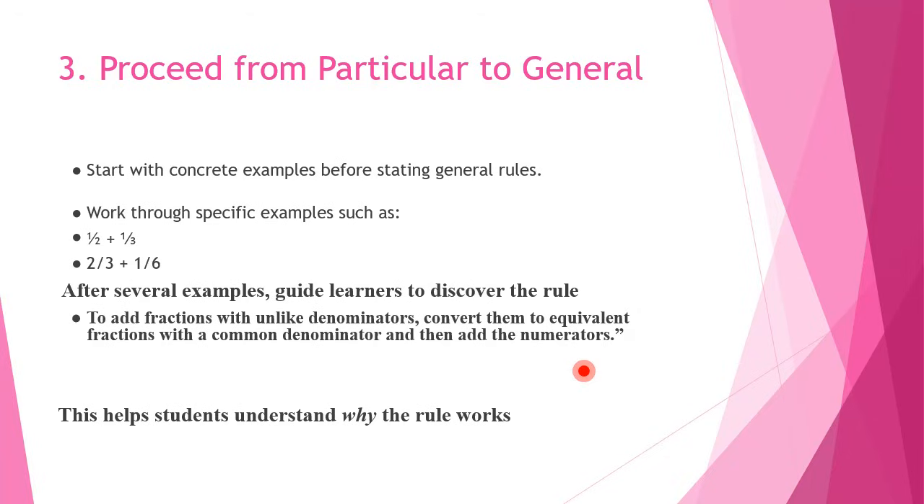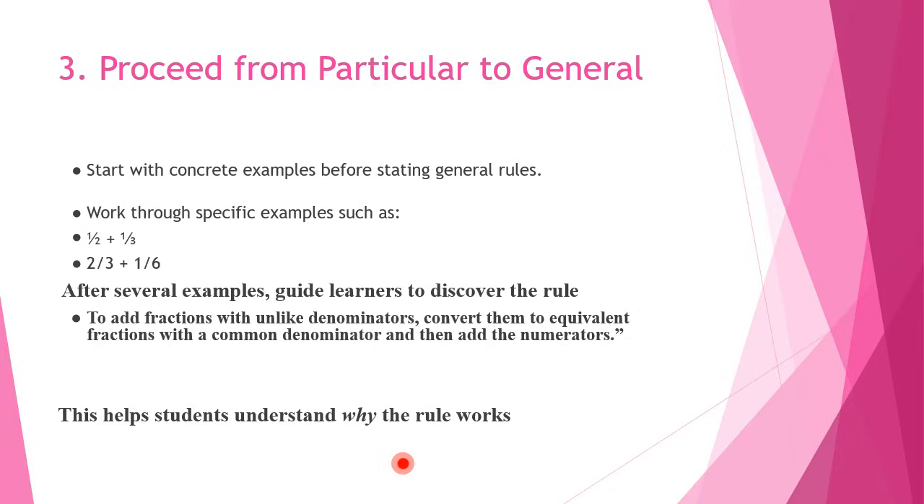The rule says that to add fractions with unlike denominators, convert them to equivalent fractions with a common denominator and then add the numerators. So we have actually discovered the rule of adding unlike fractions. This will help them to understand why the rule works. So do not joke with the principles of teaching.